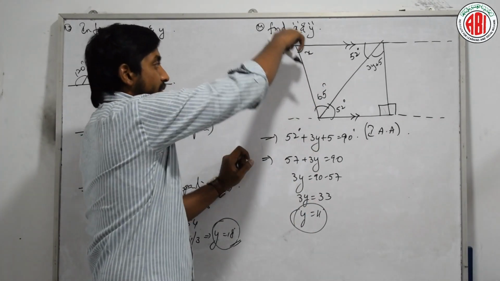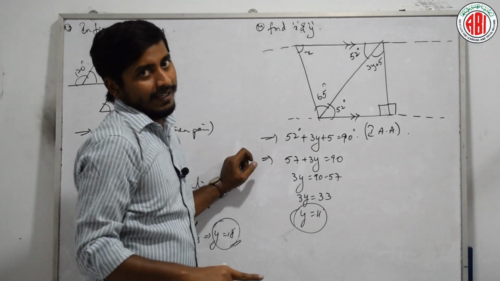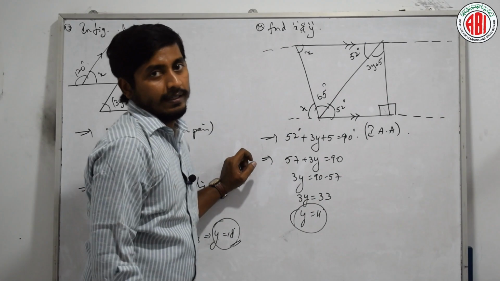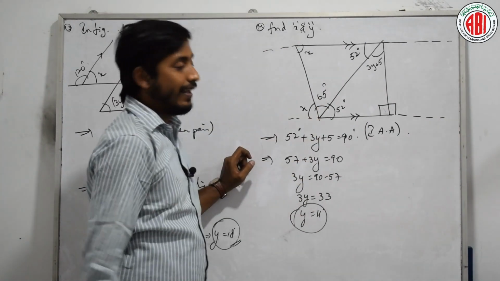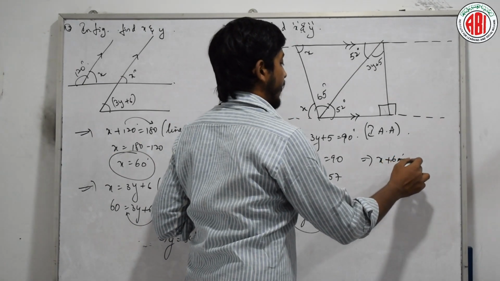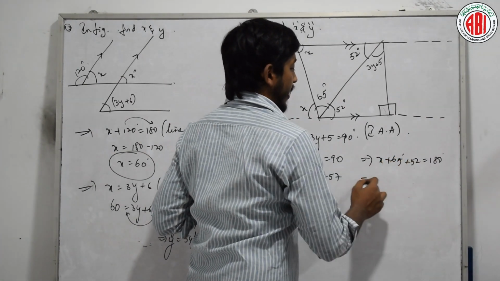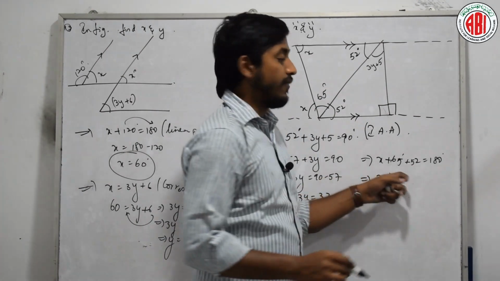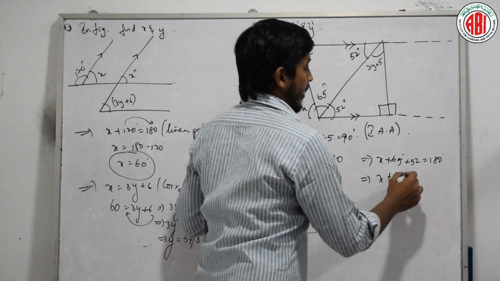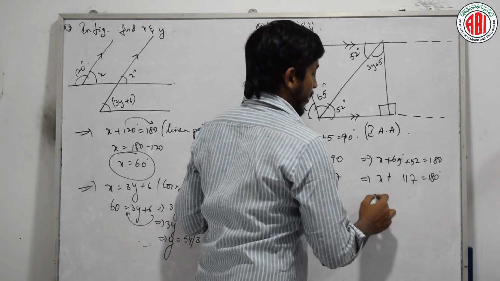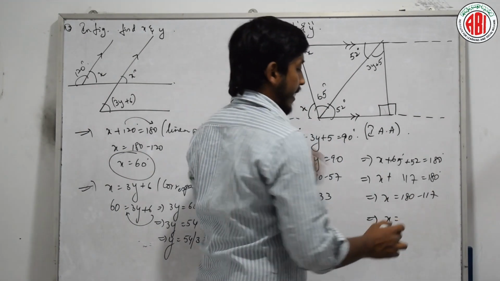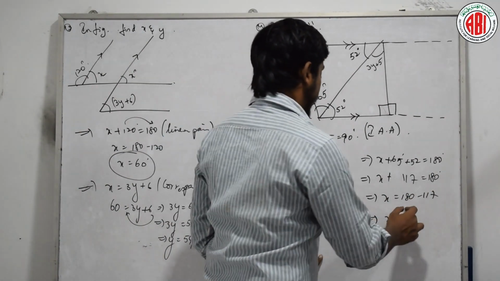Tell me. This is also a transversal. Yes. If this is x, this is x. This is a linear pair, that is x plus 65 plus 52 is equal to 180. Tell me, 65 plus 52, how much is it? That is 117. Okay, that is 180 minus 117. Then tell me what is the value of x? That is 63.